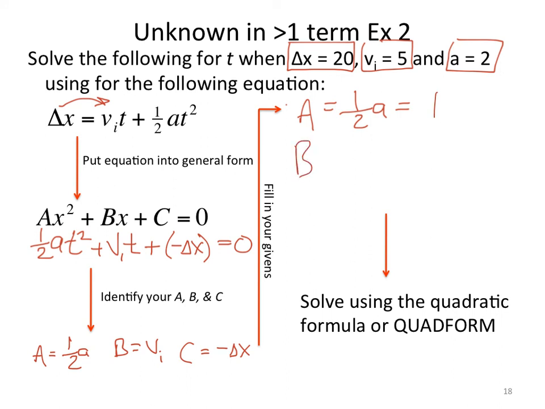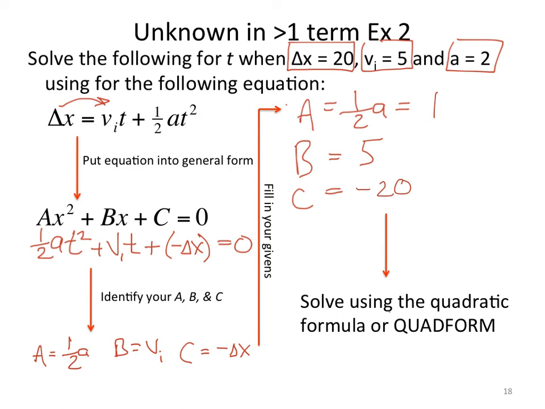Our b, all right, it's going to be vi. Well, that's already told to us, that's 5. And our c is going to be negative delta x. If delta x equals 20 right here, then that means that c has to be negative 20, just like that.